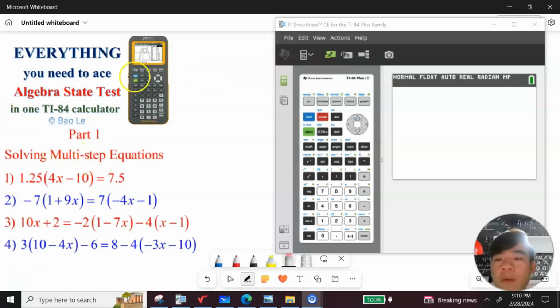Hello everyone, today I'm going to show you how to solve a multi-step equation with a TI-84 Plus C calculator.